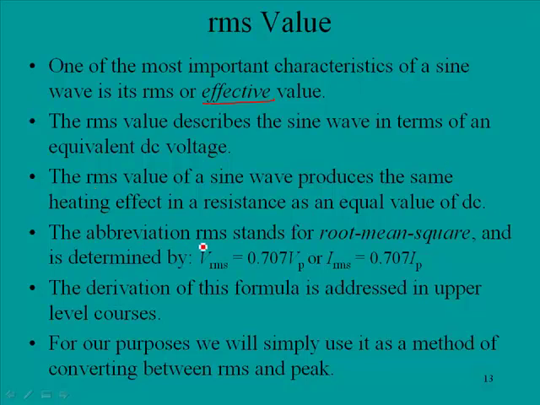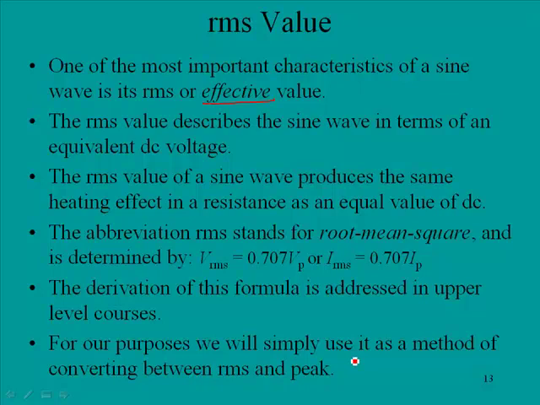The abbreviation RMS stands for root mean square, and is determined by, and here we have a formula, 0.707 times the peak value, and that is in voltage. If it's current, it'll be the same thing. The RMS current, or excuse me, the peak current times 0.707 will give us the RMS current. The derivation of this formula is addressed in upper level courses. For our purposes, we will simply use it as a method of converting between RMS and peak.